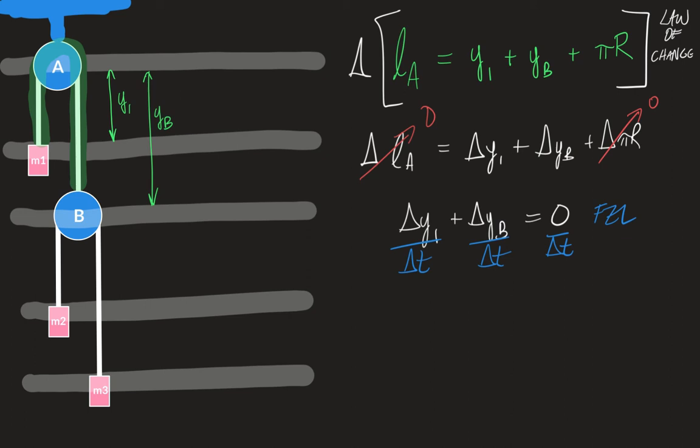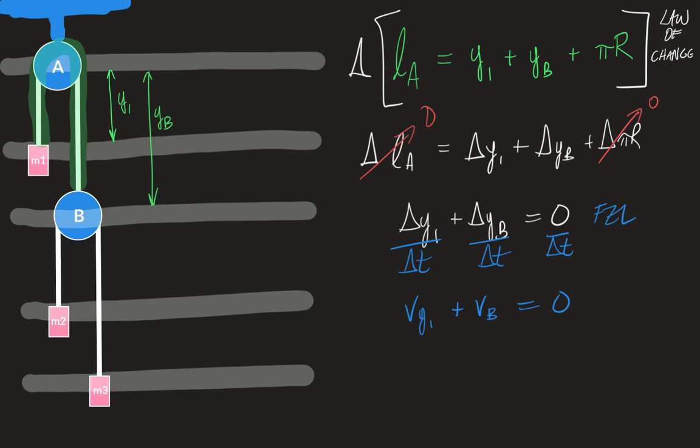Well, we know what delta y, a change in position relative to time, is: a velocity. So this is really Vy1 plus Vb. The sum of those two velocities equals 0, because 0 divided by anything is 0. You're like, wait a minute. Now I have a speed relationship that I got from the length relationship. Those of you that have had calculus, or will, we just did the first derivative without doing calculus.